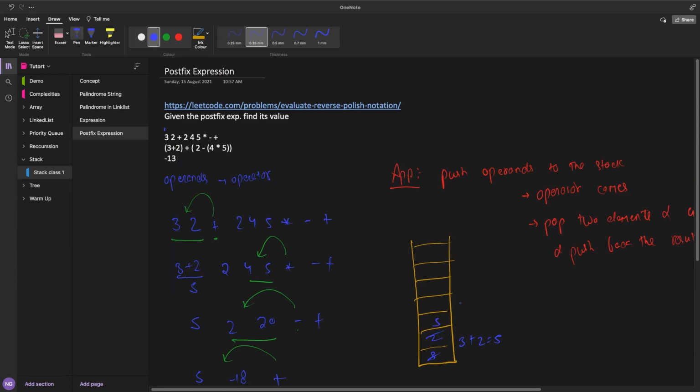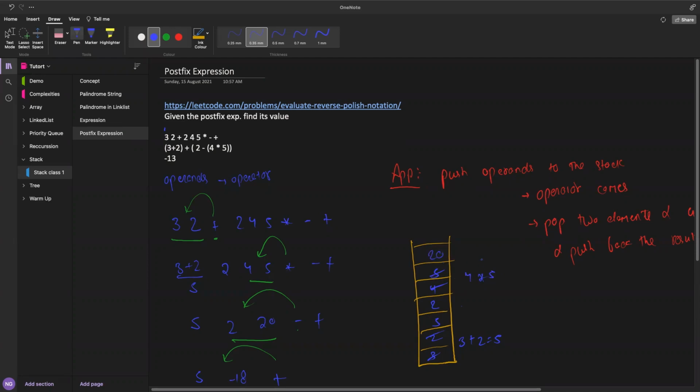Next 2 comes, so 2 will be here. 4 comes, 4 will be here. 5 comes, 5 will be here. Then multiply comes. So I will take 5 and 4 out. So this will be like this. For 4 and 5, you need to apply multiplication. That will be 20. So I will insert 20 back.